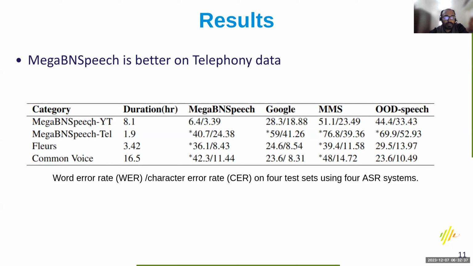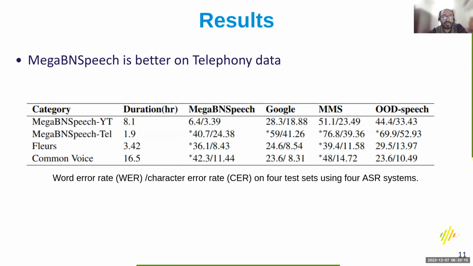So in this table, we found that for our prepared test set, our model is superior to other models. An important intuition is that for the telephony test set, our model has a 40.7 word error rate, whereas Google, the second best, has 59. Yes, the dataset is fully unbiased from the training set, and the source is very different. But we found that our model is better than the other three models. So we can say that probably for telephony data, our model is better.